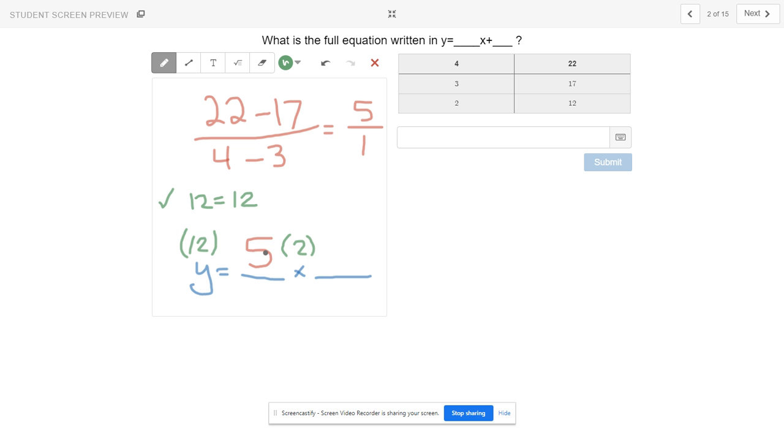When we look at this though, remember this is multiplication. Does this check out? 5 times 2 is 10. Does that equal 12? Of course not. What could I do to make it equal 12? Is 10 plus 2 12? Then there's my equation, okay? My final equation would be y equals 5x plus 2, okay?